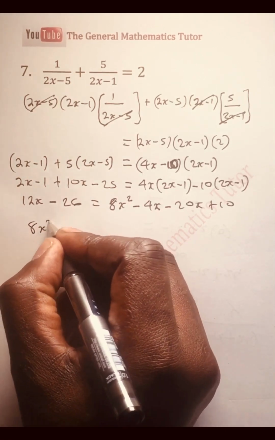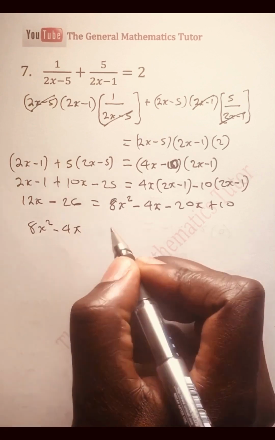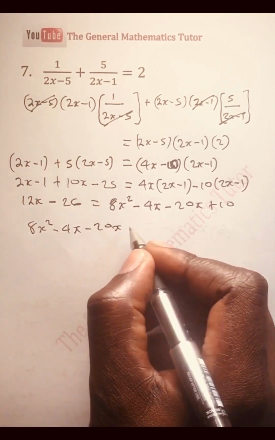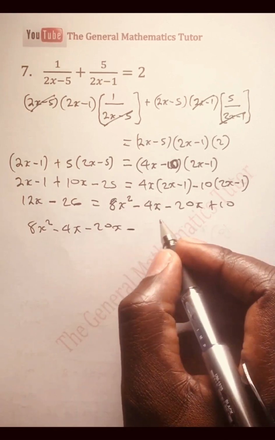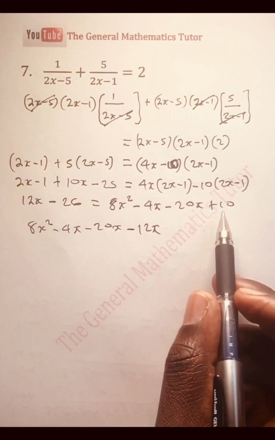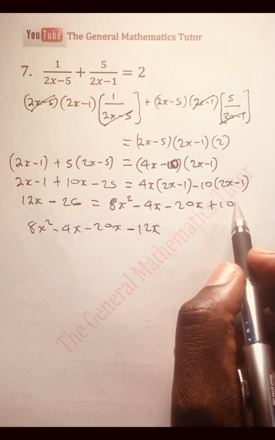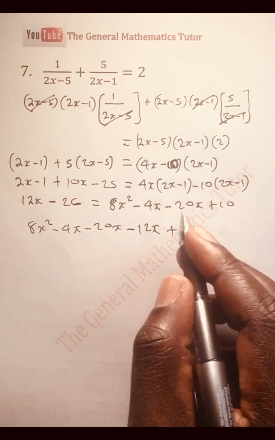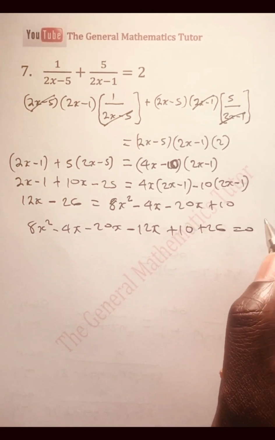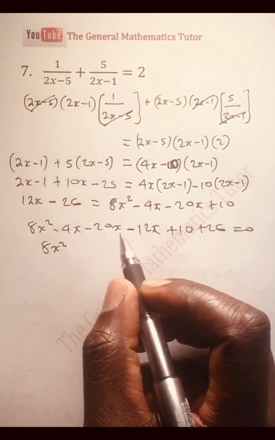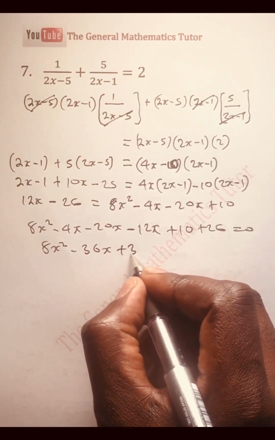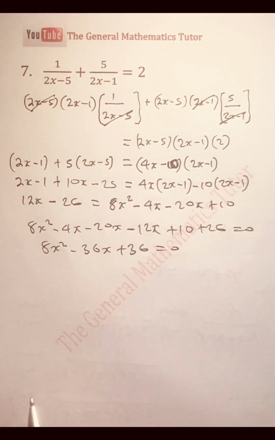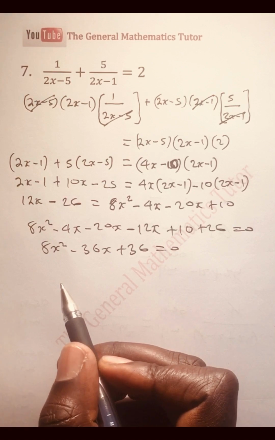So you can have 8x squared minus 4x minus 20x. Then you bring this one to the other side, it will be minus 12x. Then that's it. So we also look at the constant terms. So plus 10 plus 26 is equal to 0. So this is 8x squared, and then this is minus 36x plus 36 is equal to 0. So this is in standard form of quadratic equations, but we can simplify it so that we are able to use smaller values.